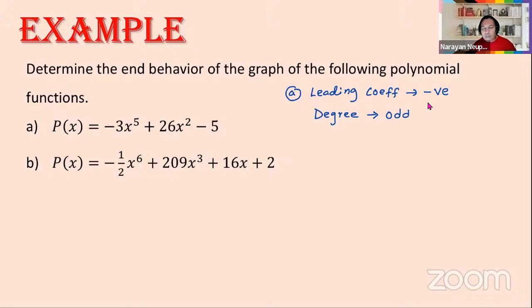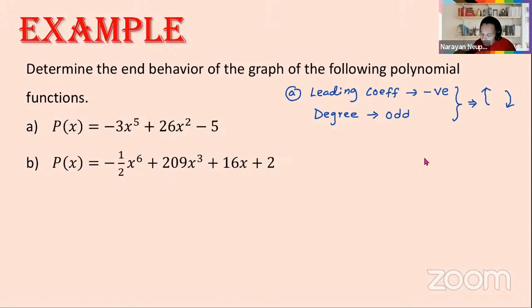And when we have a negative leading coefficient, let me show you quickly here. The left end of the graph will go up, and then the right end of the graph will go down. One more time: if the degree is odd, the ends of the graph will go in opposite directions. If one goes up, the other one will go down. But if the leading coefficient is negative, then the left end will go up, which means the right end will go down. And this is one way of showing the end behavior.